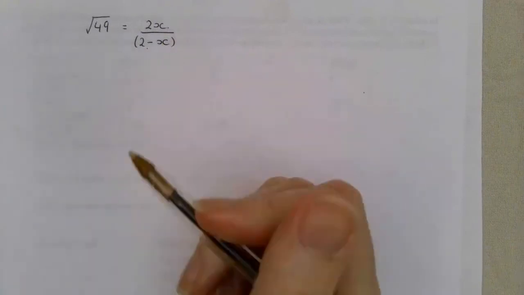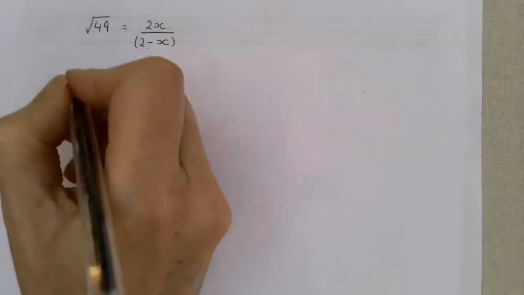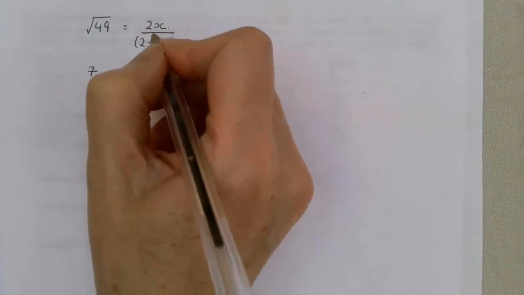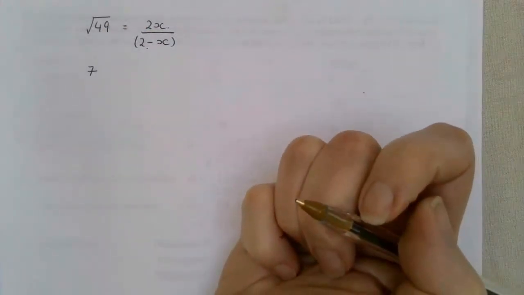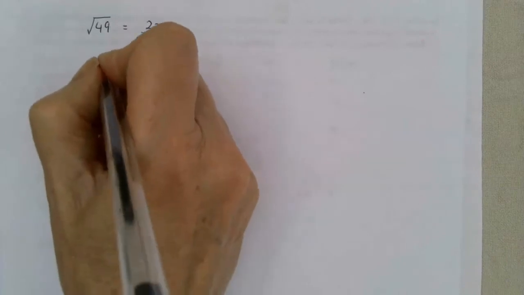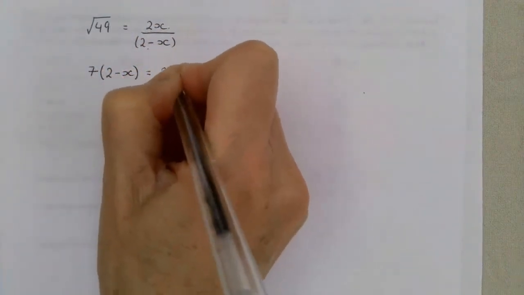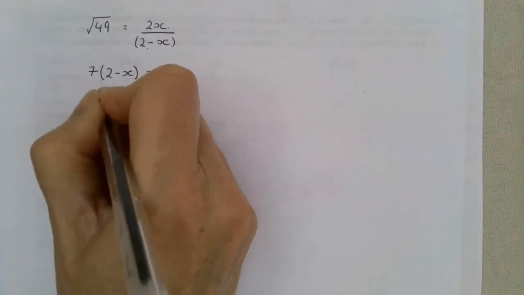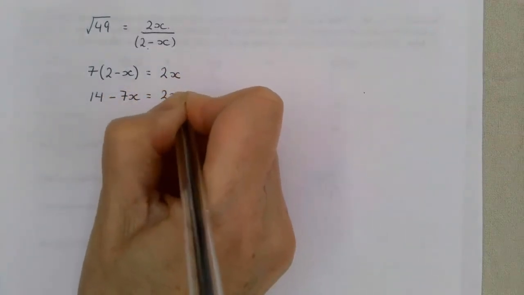Just as a quick aside, I'll show you how I rearrange this to make X the subject and work out what it is. So the square root of 49 is 7. I'm going to bring this value up to the top, because if it's divide on this side, it's going to be multiply on this side. In other words, I'm going to multiply through by 2 minus X, and I get 7 times 2 minus X is equal to 2X. So that, multiplying everything inside the brackets, is 14 minus 7X is equal to 2X.